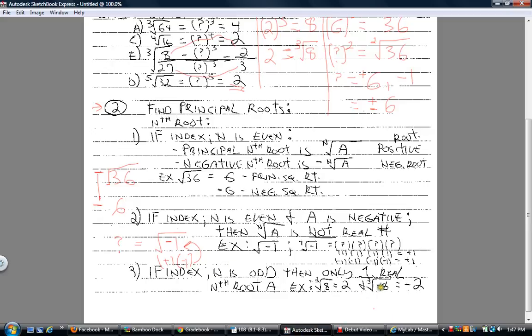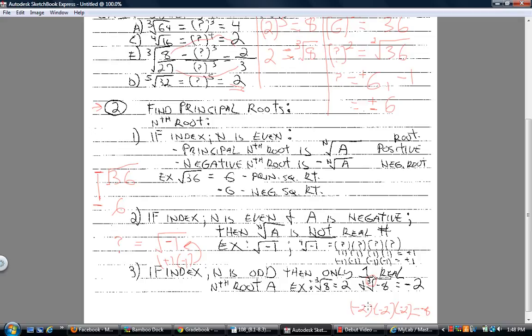If I ask you to take the cube root of -8, if you took -2 and multiplied it by itself 3 times, what would the result be? -2 times -2 is a +4. +4 times -2 is a -8. So if you have an odd numbered exponent and you have a negative number, you can come up with an answer.